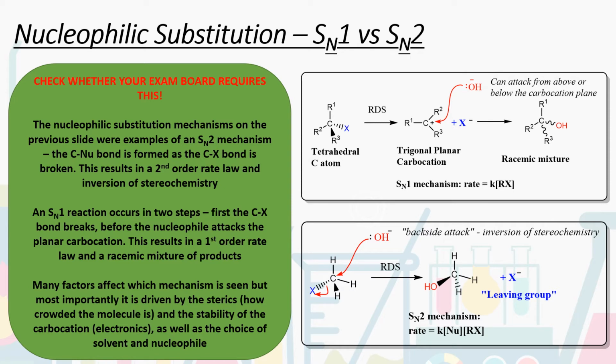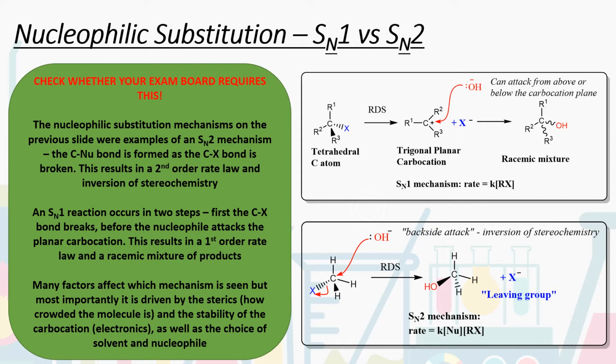And the way this works is that we start off with our tetrahedral haloalkane, our tetrahedral carbon atom. We have a rate determining step, which is actually the breaking of the carbon-X bond. So that bond breaks. That then produces now a trigonal planar carbocation and our X minus. Our second step is then the hydroxide anion, in this case our nucleophile, directly attacking that carbocation.